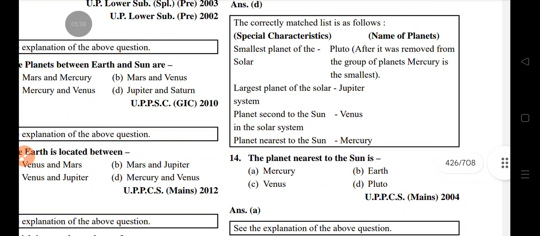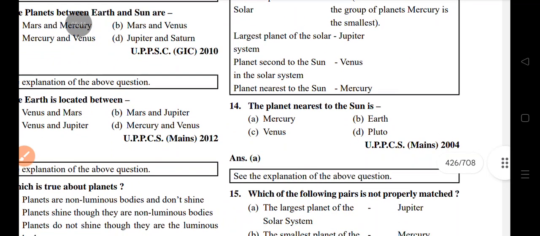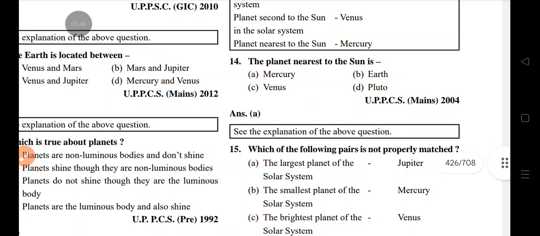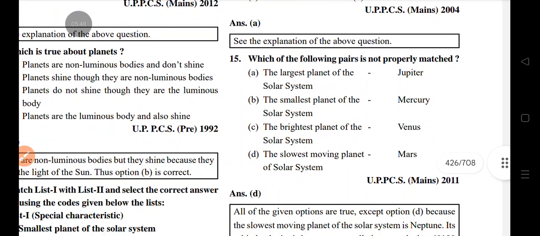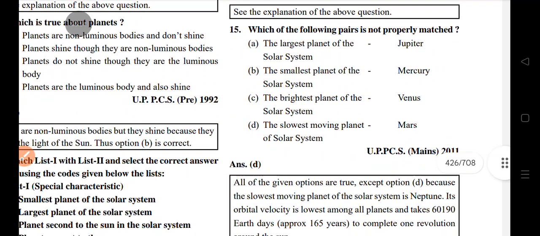The smallest planet of the solar system: Pluto. The largest planet: Jupiter. The planet second from the Sun: Venus. The planet nearest to the Sun: Mercury. Largest: Jupiter. Smallest: Mercury. Brightest: Venus.